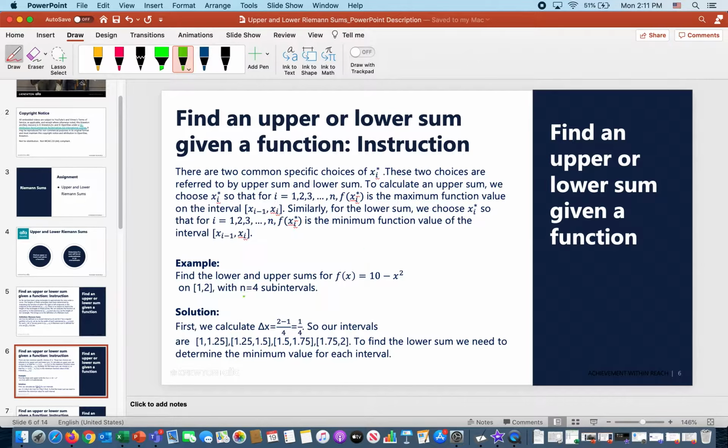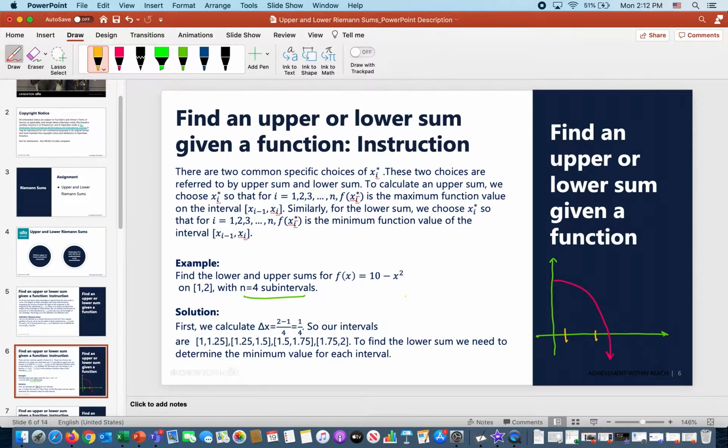We said that we want 4 subintervals. So what that means is between the x values of 1 and 2, I want to break that up so that I have 4 rectangles. That's what we mean by 4 subintervals, the number of rectangles. So we're going to have our y-axis and our x-axis, and then 10 minus x squared is a parabola that's been moved up 10 places and it opens down. So it's more of a frowny face. And we're only looking for the piece of that parabola that exists between the x values of 1 and 2.